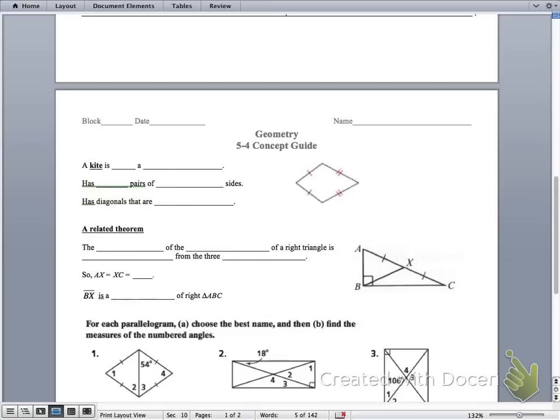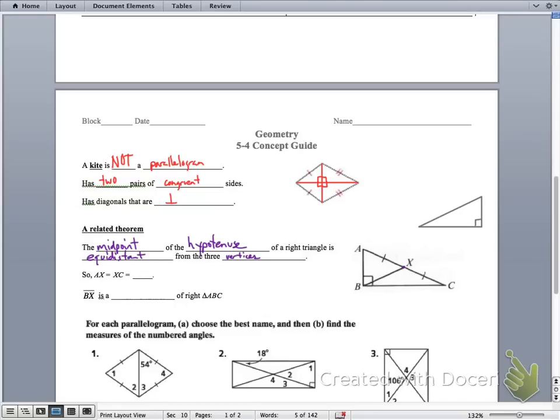We'd be remiss if we didn't talk about a kite, but we're not going to do much with kites. A kite is the one thing here that's not a parallelogram. It has two congruent pairs of sides and has diagonals that are perpendicular. I don't plan on asking you a lot of questions about a kite, but it's worth just mentioning since I'm talking about quadrilaterals. You will, however, see questions about this related theorem.